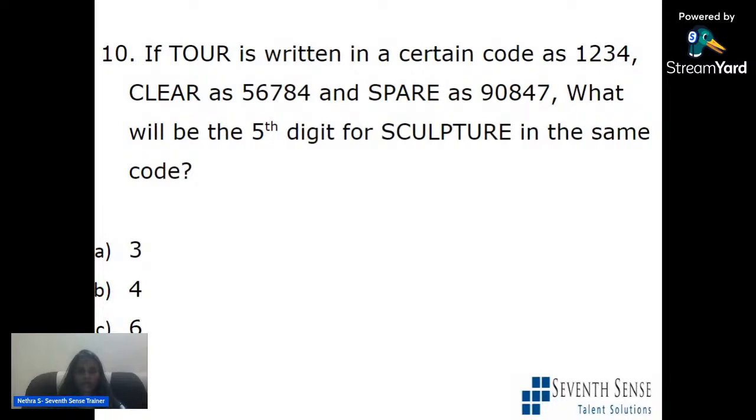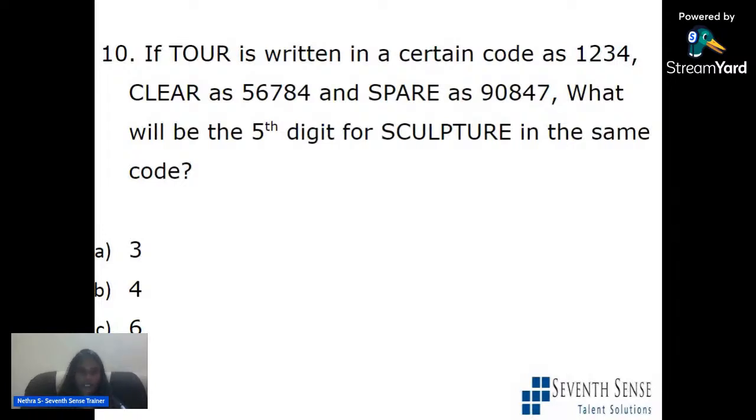It's a very easy question. Okay, I can see answers. Very good. Good try. Very good. So this is the easiest question in coding and decoding that we have seen till now.